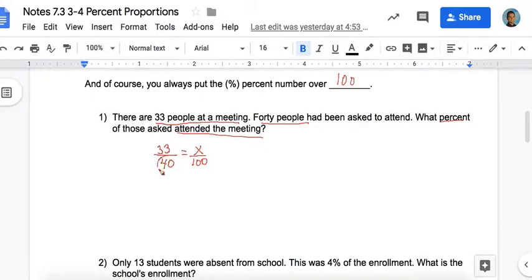So now we're going to use cross products just like we did when we solved proportions. So 40 times X is 40X. 33 times 100 is 3,300. The opposite of multiplication is division. Forty divided by 40 is a 1 in disguise. And 3,300 divided by 40 is 82.5%. So 82.5%. And that makes sense because 33 out of 40, it's pretty close to 100%. All right, let's look at number two.